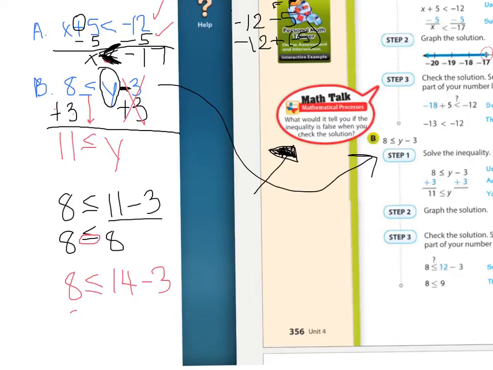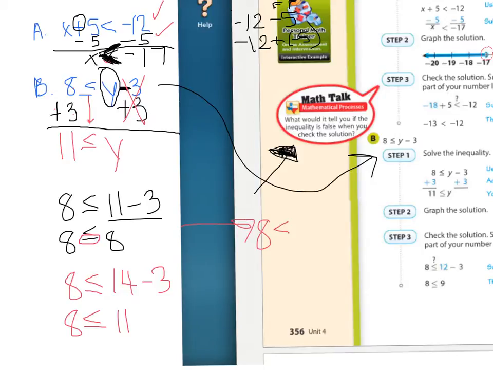Okay, now let's solve it. 8 is less than or equal to, and then 14 minus 3 is 11. Is that true? It is. Now let's pick a number that's less than 11. 8, I'm going to write it over here.